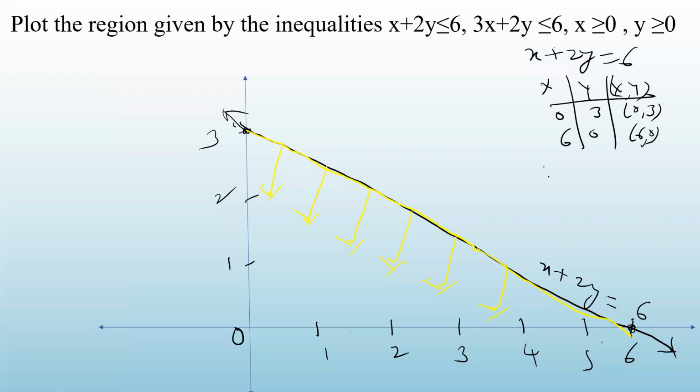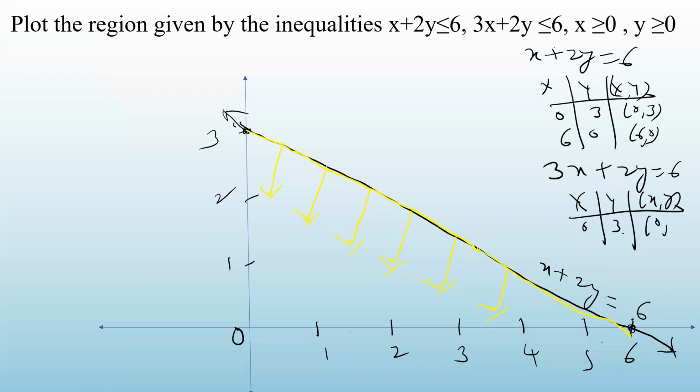Now draw this line, 3x plus 2y equal to 6. So make the same way table. When you put x equal to 0, which point y? Y will be 3. So 0, 3. When you put y equal to 0, x will be 2. So 2, 0. Correct? Now plot this point 0, 3.